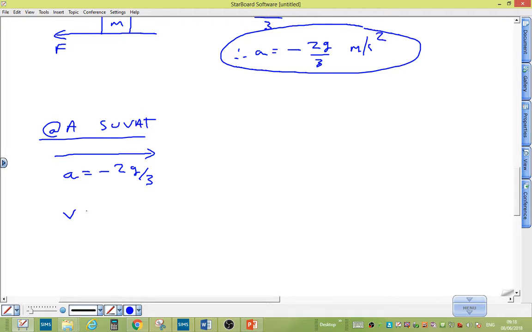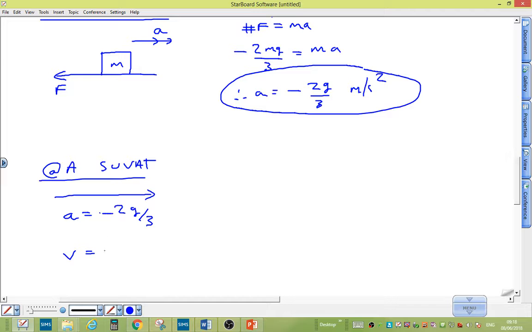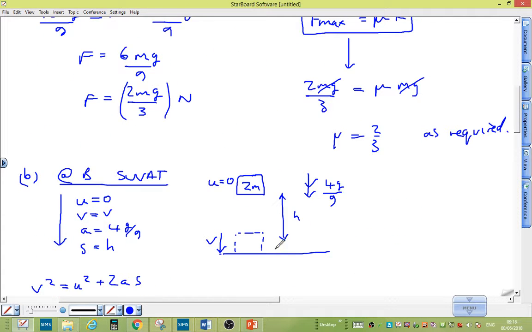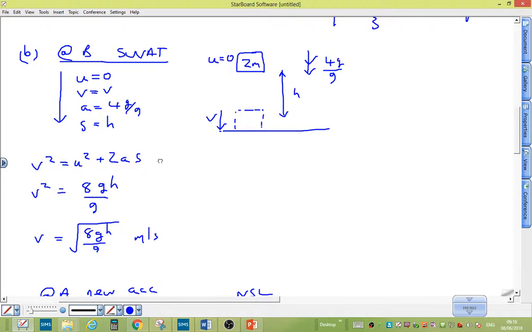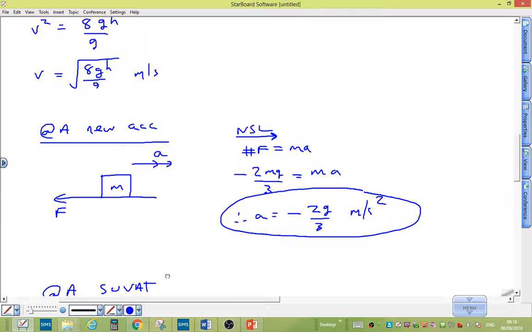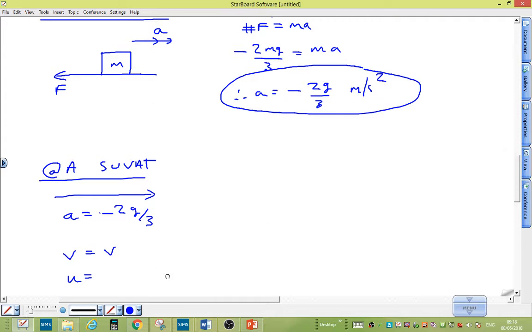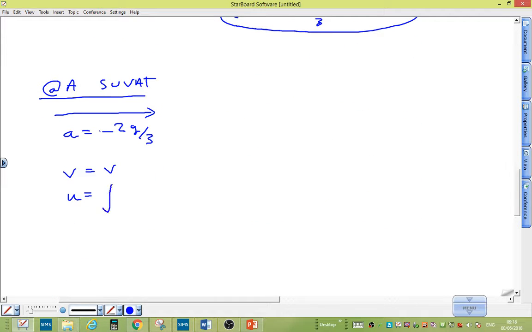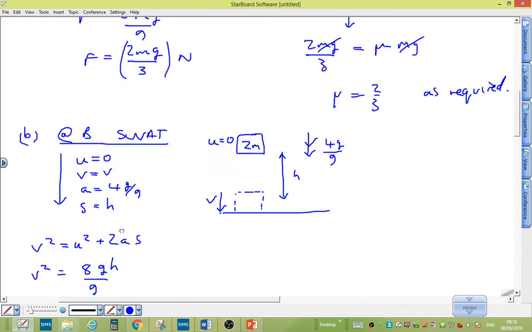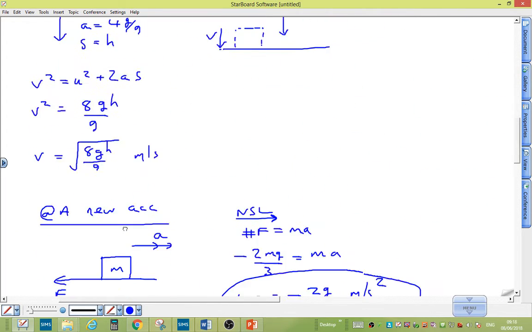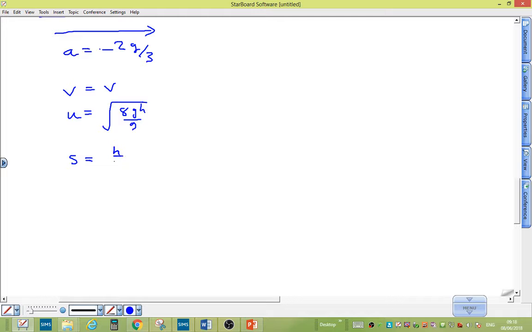The velocity in that direction I want, because it's still got velocity, we assume, because that's what it's asking for. So v, the final velocity, is v. Okay, u is what we left with. So whatever this smacked at the ground with is what it was projected with. So that is the u. It is root 8gh over 9. And the distance s, I believe, is a third h. Yes, it is a third h. So h over 3. So we've got everything we need there.